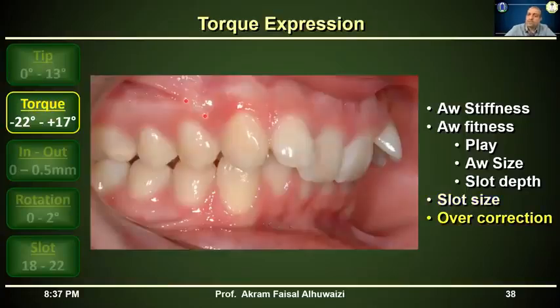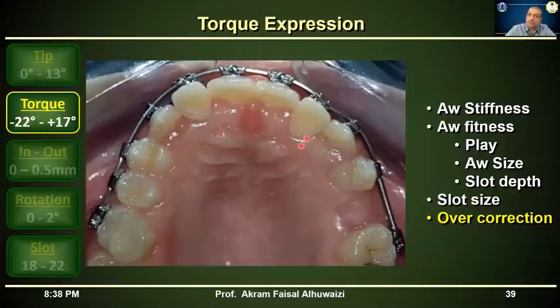So the last thing is overcorrection. And as you can see, this is just a classical class 2 division 2 case. And once you start to level them, then it's a piece of cake. What you want to do is just to procline the central incisors and retrocline the lateral incisors. So that shouldn't be very difficult. And what usually happens is that when you finish up the leveling, you find that the centrals are still under torqued, and the laterals are still over torqued.